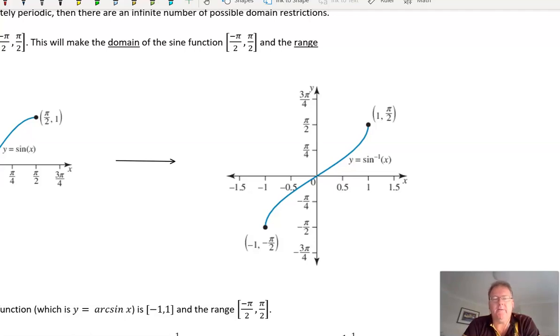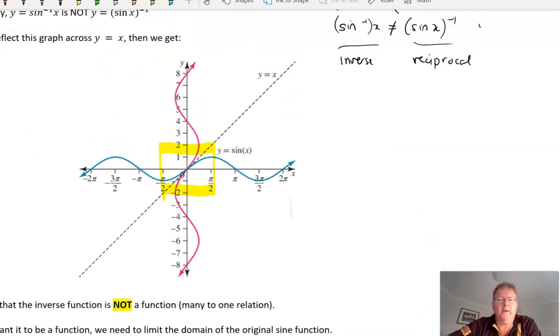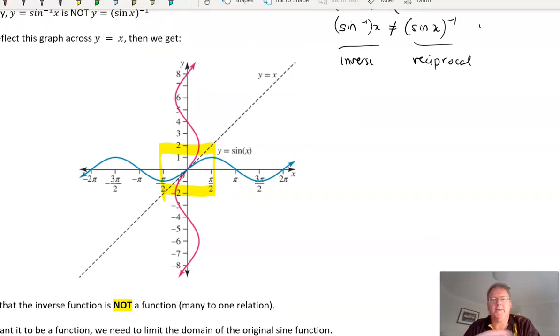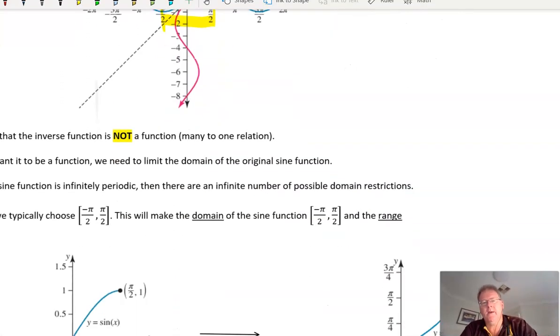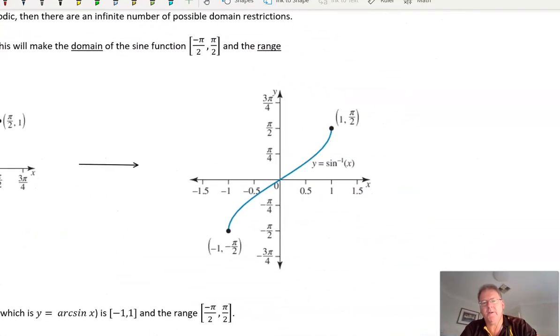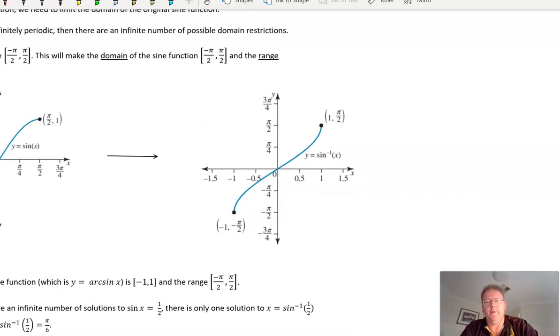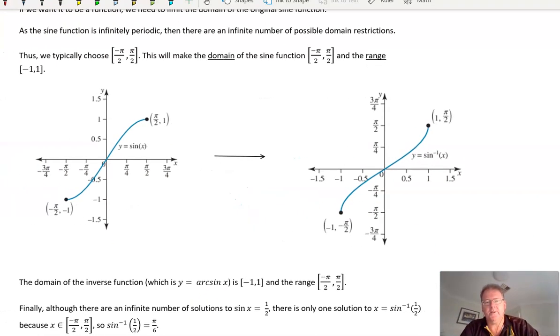Okay, and notice I said reciprocal and I shouldn't have, apologies, it's an inverse function. This graph up here is the inverse relation. If we want it to be an inverse function, we have to limit the domain. And that's what we've got there. And we're going to be looking at inverse functions.